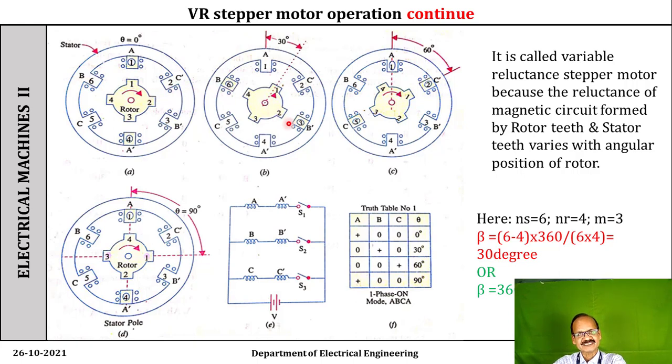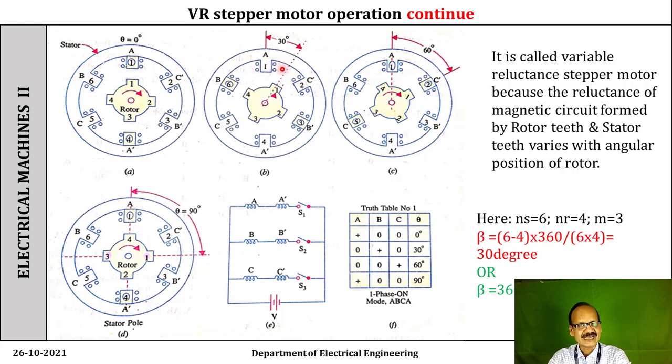Observe this one. The rotor teeth 2 and 4 will align with stator teeth 3 and 6, and as compared to the reference position, the rotor teeth 1 makes an angle of 30 degrees. In other words, we can say the shaft rotates through a step angle of 30 degrees.